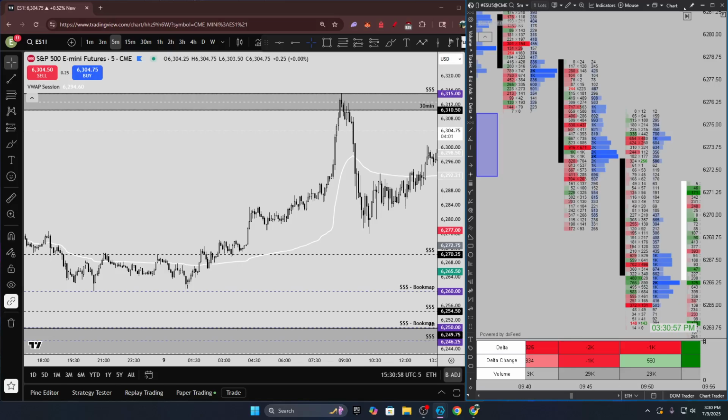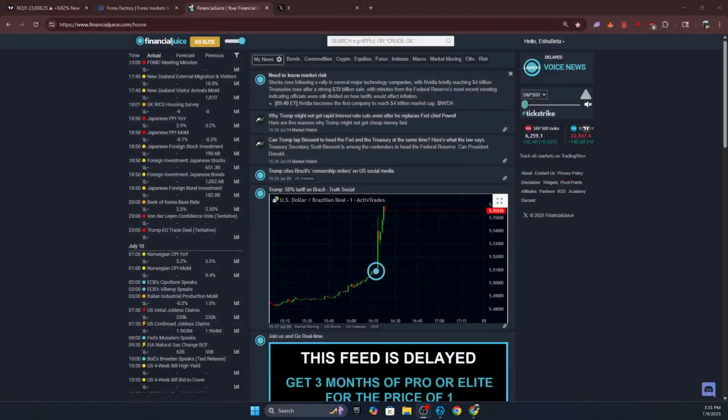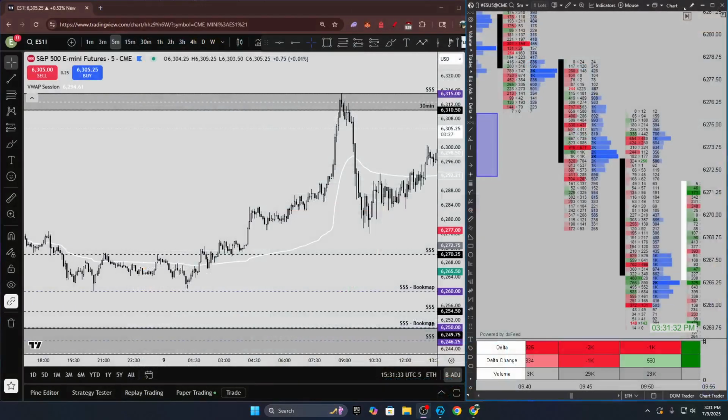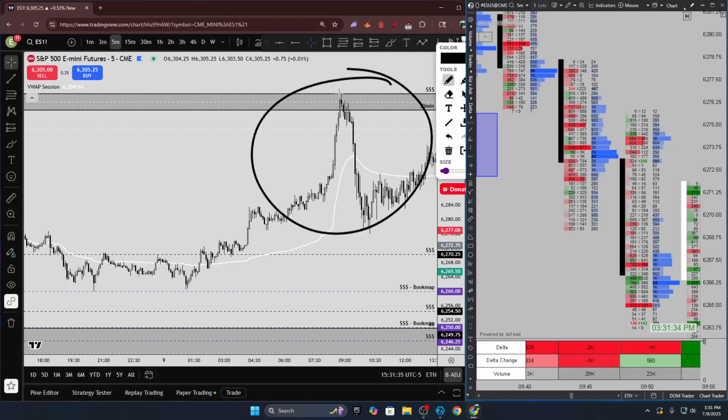Stock rose after rallying several major technology companies. Oh, it was with Nvidia reaching 4 trillion market cap, as you can see here. Nvidia briefly reached 4 trillion market cap, and that caused that peak. And they're still divided about how tariffs would affect inflation. But the main driver, I believe, was the fact that Nvidia became the first company to reach 4 trillion market cap. And that created this move that we saw here.